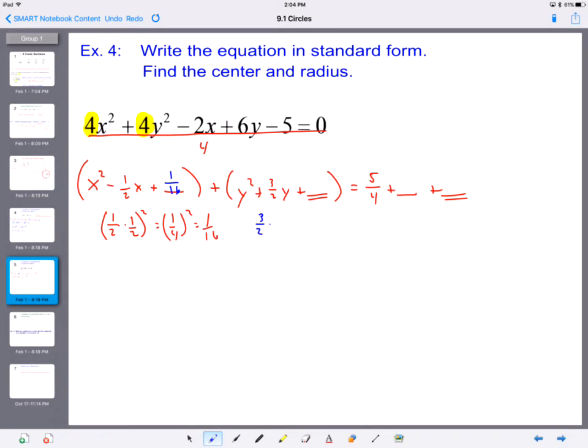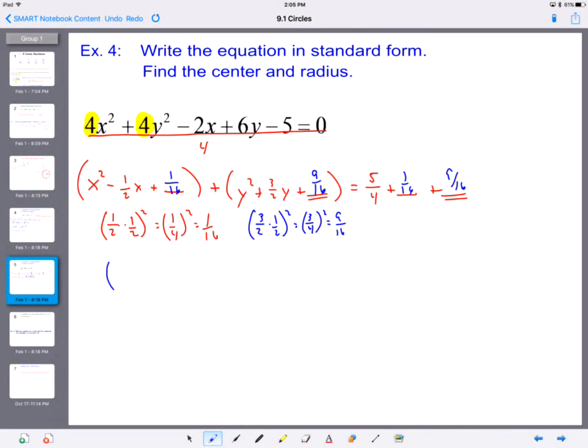And we'll do the same thing on the y. We have 3 halves. We want to take half of that and square it. So that's 3 fourths squared, and then that will equal, if you square the 3 and you square the 4, 9/16. So you add 9/16 to both sides, and I'm supposed to add 1/16. Okay. So what does this factor to?